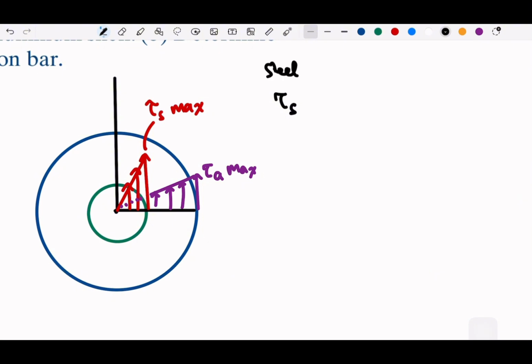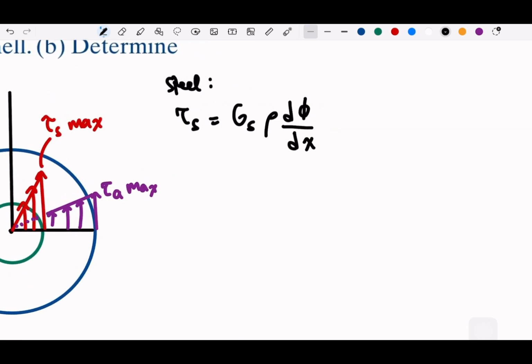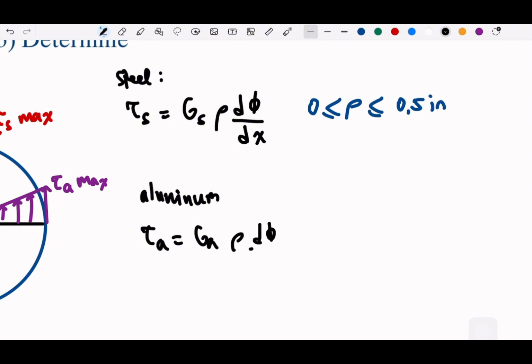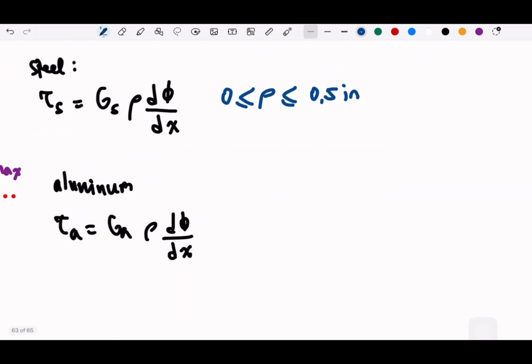So we can write the tau for the steel as G_S rho times the twist rate, where rho for the steel goes up to 1 inch, or rather half. And for the aluminum, it's G_A rho times the twist rate, and this will be starting from 0.5 until 1 inch.